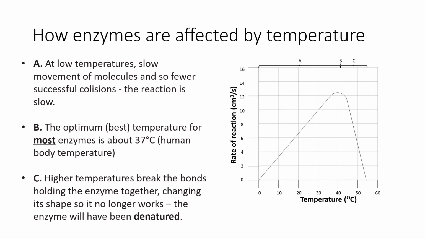Section C, what has happened is that the temperature has been increased beyond the optimum temperature. At this point, the bonds that are holding the enzymes together are being broken, and those bonds, because they're no longer holding the enzyme structure together, result in the enzyme's active site changing shape. If the active site has changed shape, the substrate is no longer complementary to the active site, and we say that the enzyme has become denatured.